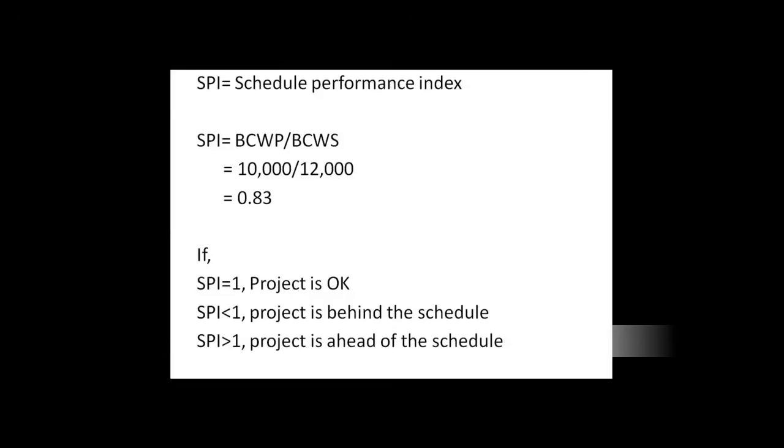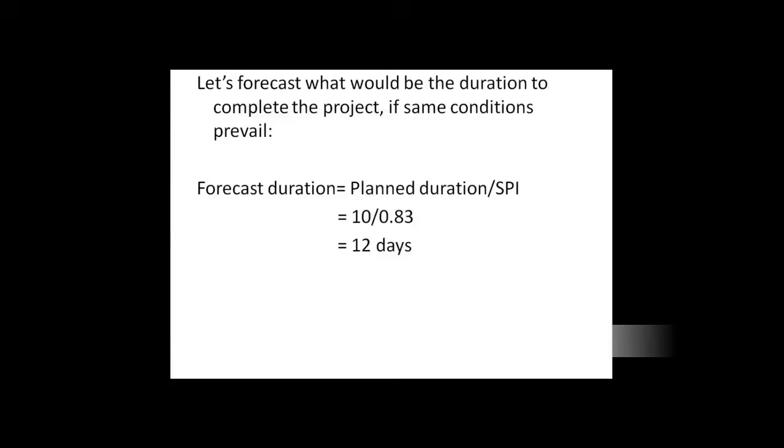Now we have another index which is also known as schedule performance index, which gives us detail about the schedule. So according to the formula, schedule performance index is equal to budgeted cost of work performed by budgeted cost of work scheduled. That is 10,000 by 12,000, which comes out approximately equal to 0.8. Similarly, as CPI, if it's equal to 1, it is okay. If it's less than 1, it's behind the schedule, and if it's greater than 1, it's ahead of the schedule. So here it's behind the schedule.